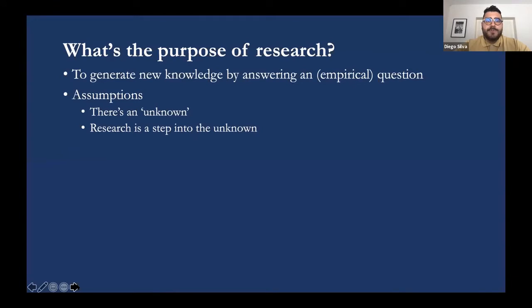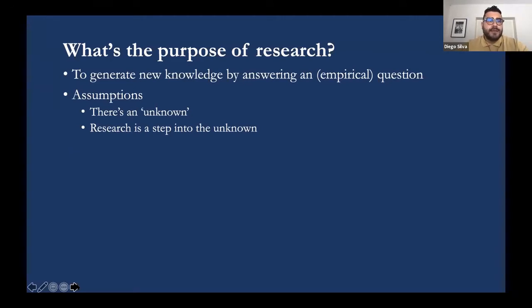So what's the purpose of research? The purpose of research is to generate new knowledge by answering an empirical question. And I have empirical in brackets. You can be a historian conducting research, in which case you might have empirical work with primary documents, say, or something like that. But it's a different type of empirical work that we're interested in the context of mental health, right? In health research, oftentimes when we're talking about an empirical research question, you're dealing with human beings.